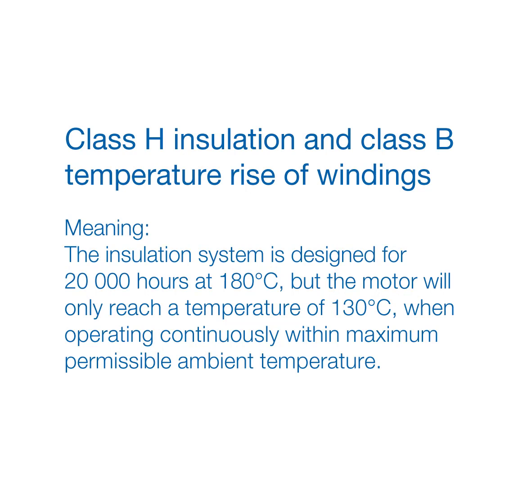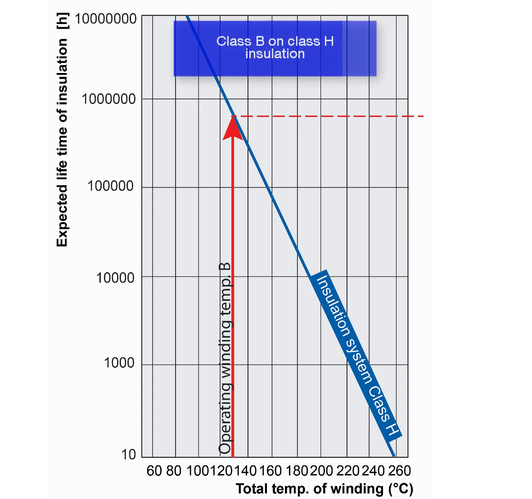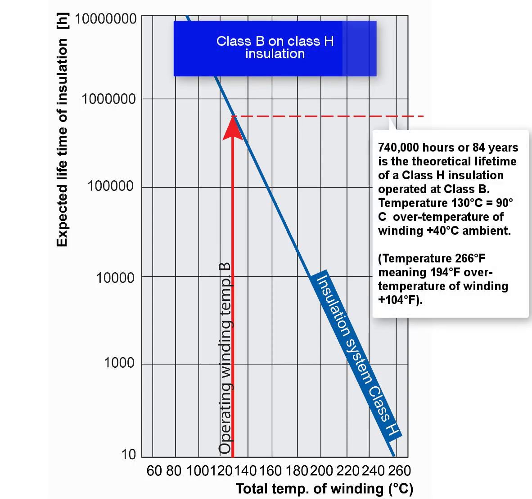Class H insulation and Class B temperature rise of windings. Meaning, the insulation system is designed for 20,000 hours at 180 degrees, but the motor will only reach a temperature of 130 degrees when operating continuously within maximum permissible ambient temperature. 740,000 hours or 84 years is the theoretical lifetime of a Class H insulation operated at Class B.